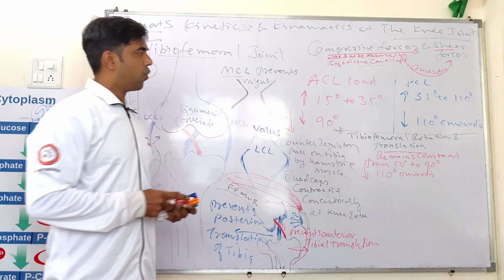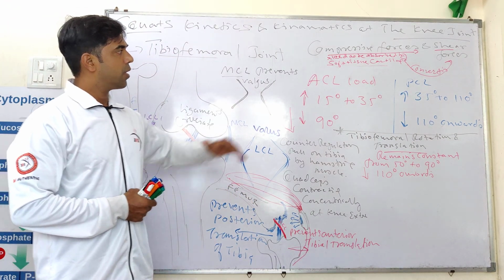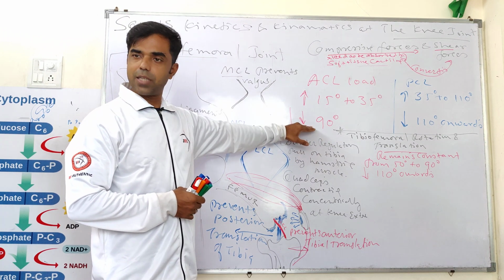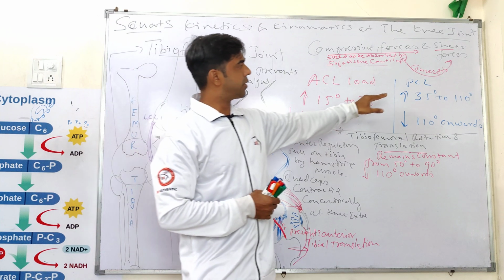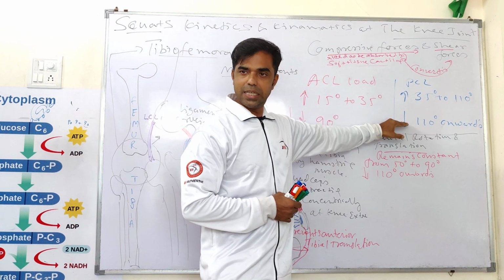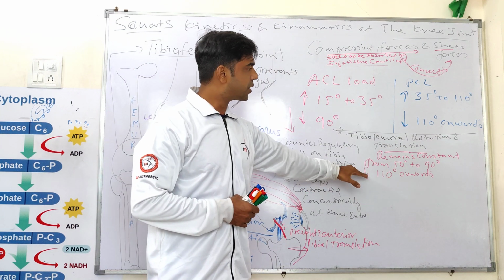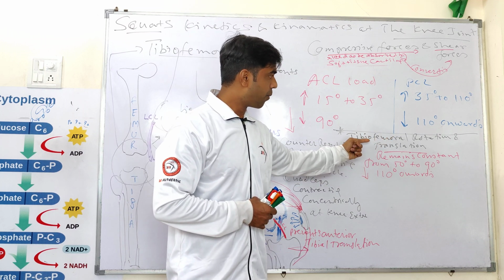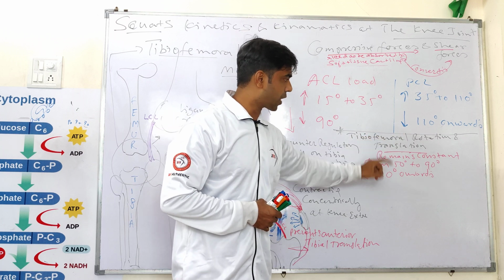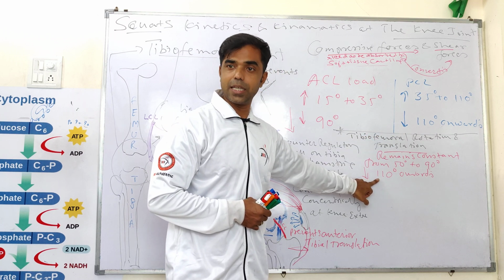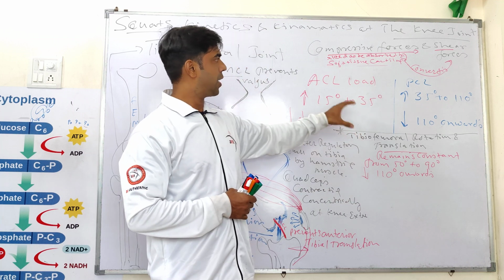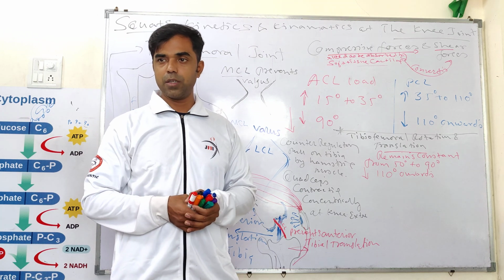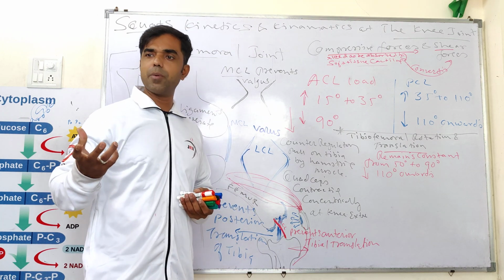right? So what we understand from here is that there is less load on the ACL past 90 degree of squatting, there is less load on the PCL past 110 degree of squatting, and there is less or no tibial translation and rotation onwards of 110 degree, right? So both ACL and PCL are safe during full squat. Let's understand with one example.